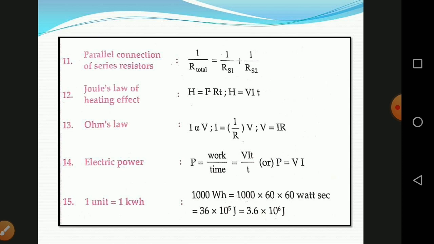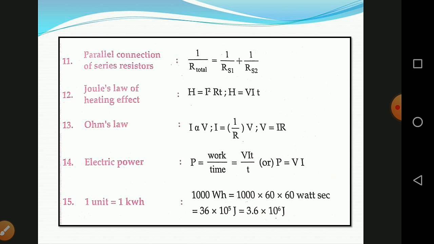Joule's law of heating: H is equal to I square RT, where H means heat. Joule's law says that heat is directly proportional to the square of the current, directly proportional to the resistance, and directly proportional to the time. Also, H is equal to VIT.